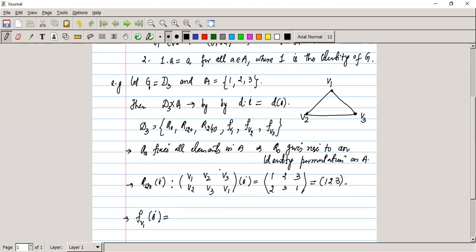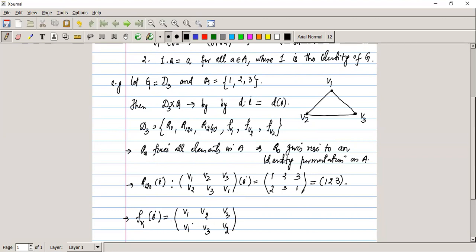Now FV1 is the reflection that keeps the vertex V1 fixed and reflects these two vertices V2 and V3. So under the reflection FV1, this can be written in a permutation form like: V1 keeps fixed, so V1 goes into V1, and now V2 and V3 are interchanged under this reflection, so V2 will go into V3 and V3 will go into V2.